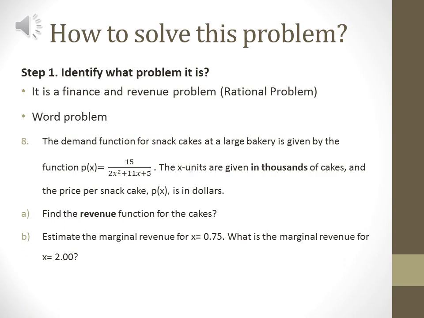So over these next couple of slides, I'm going to be taking you through a step-by-step process on how to solve this problem. But first, step number 1, identify what problem it is. As you can see here, I have bolded some key information: in thousands and revenue. In thousands, it's related back to finance, and revenue is obviously revenue. It is a finance and revenue problem, which is equated to a rational problem. And because it's words, it is a word problem.